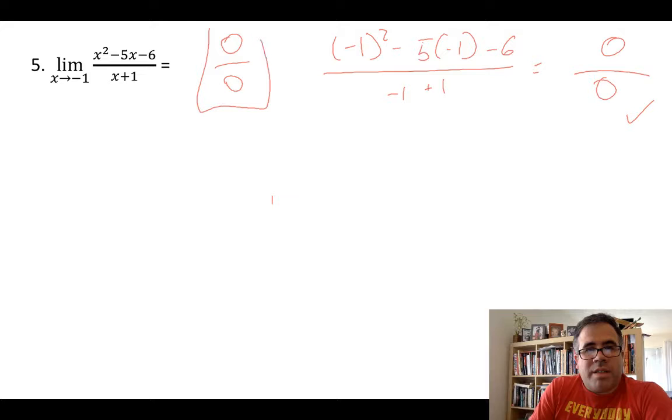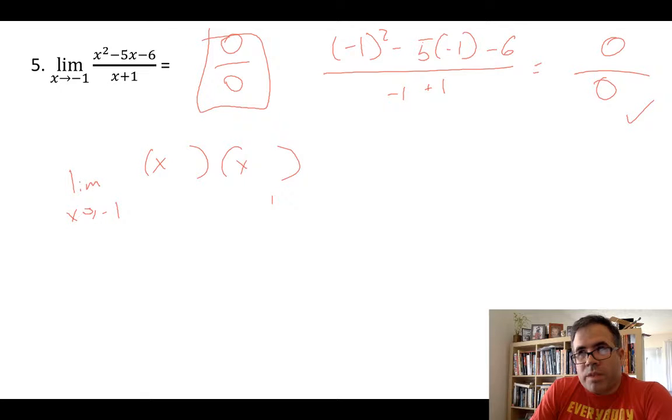And anytime you have this, that means there still might be a limit. We just have to do some algebra to see what it might be. In this case, where it's polynomial over polynomial, we should factor that numerator. So we want the limit as x goes to -1 of, let's factor that, factors of -6: 1 and 6, or 2 and 3, with one of them negative. We're going to have -5. We need to have +1, -6.